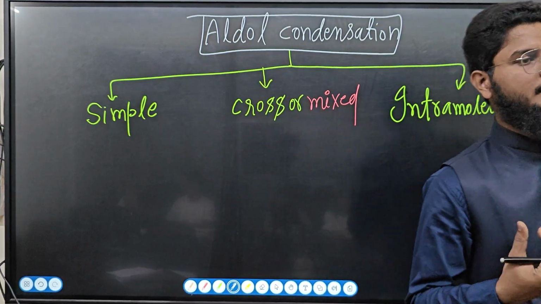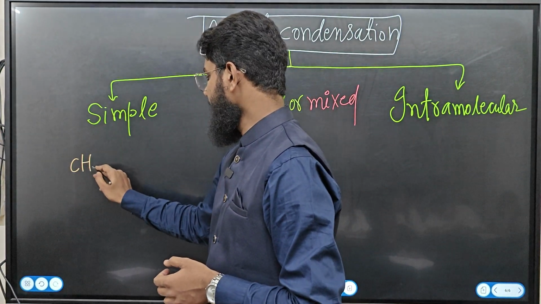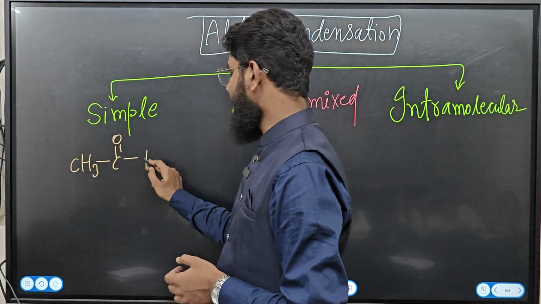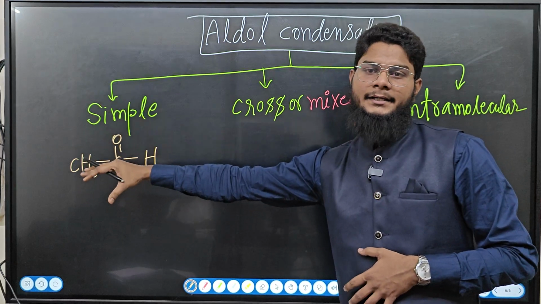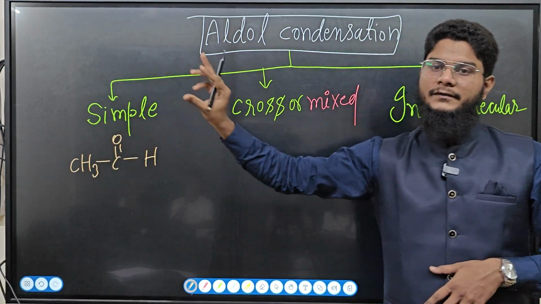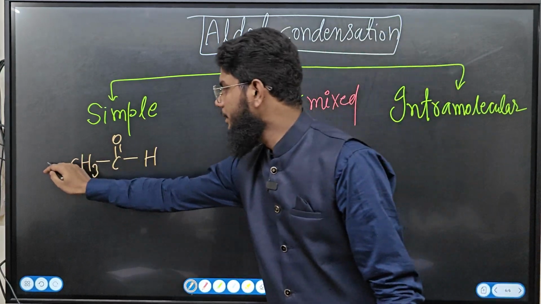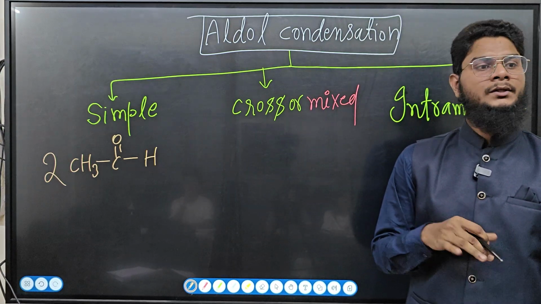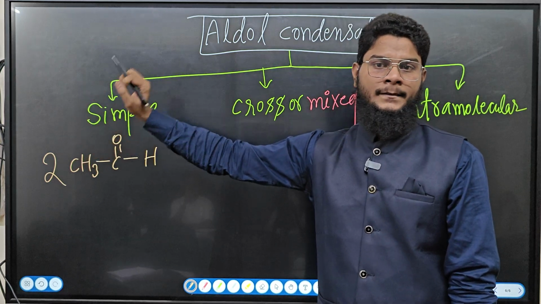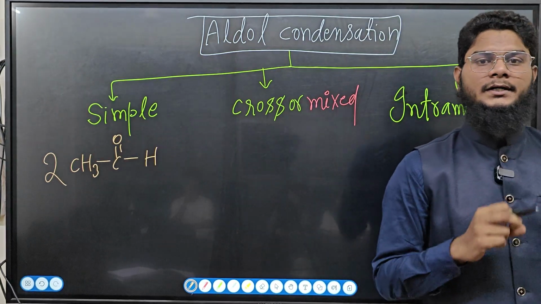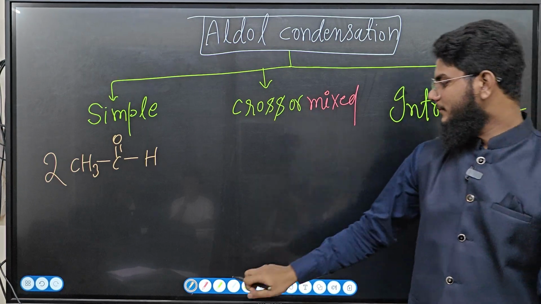Suppose we have taken CH3 COH, acetaldehyde. So in this case, this acetaldehyde, after formation of enolate ion, will react with the same molecule of acetaldehyde, or normally you can say two molecules of the same carbonyl compound. So this is known as simple aldol reaction. In case of simple aldol reaction, we consider the same type of carbonyl compound. Clear?